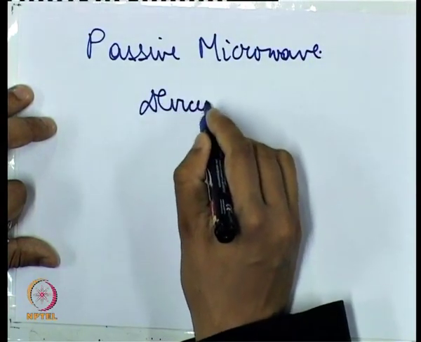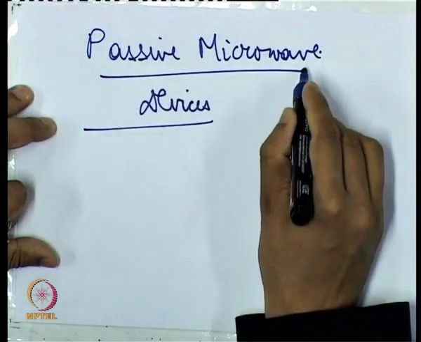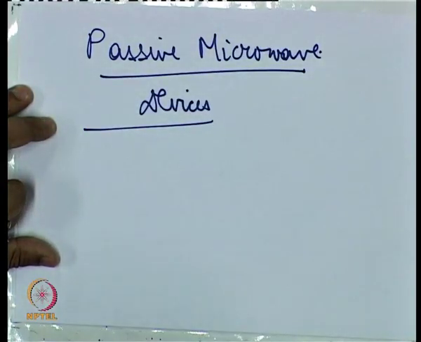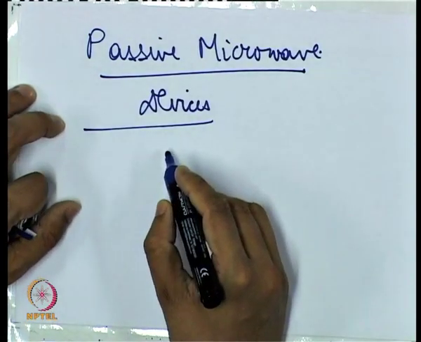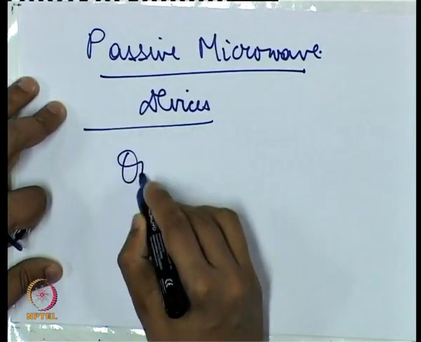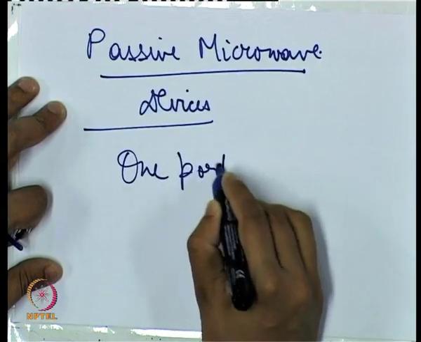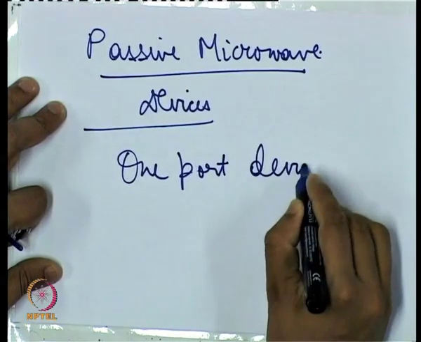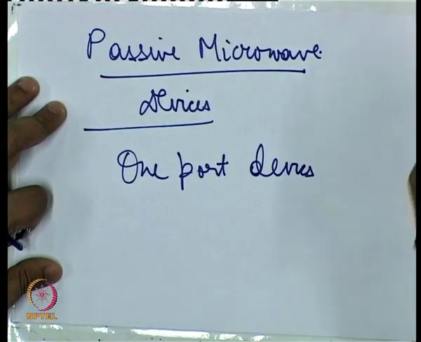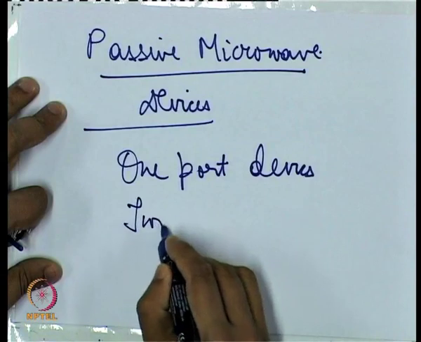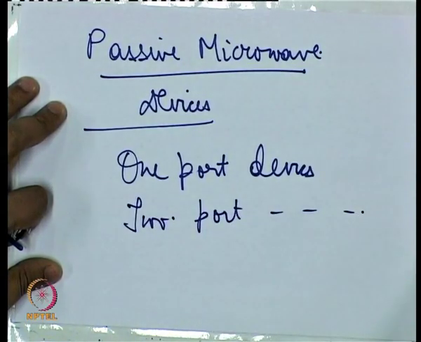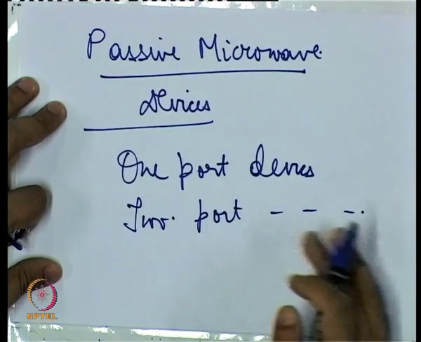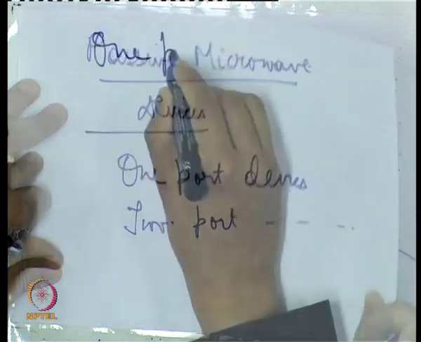Now, this module deals only with passive components. We are not discussing the active components, which we shall do in later modules. And as I said, we shall first be discussing one port devices, then we shall be moving on to two port devices and so on. So, let us first start with one port devices.